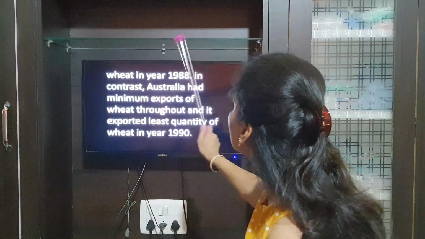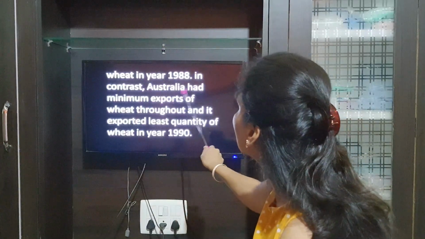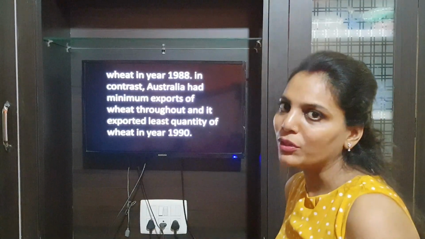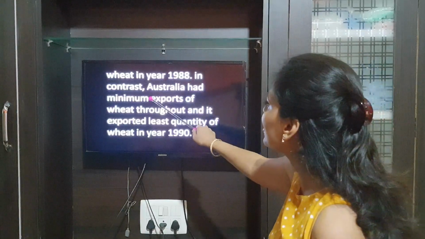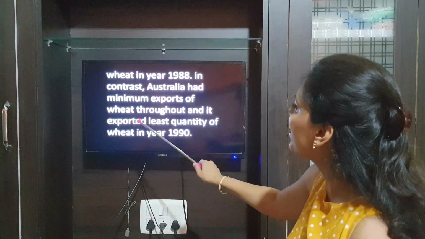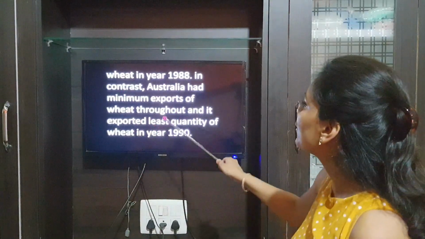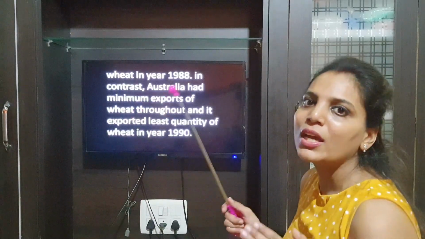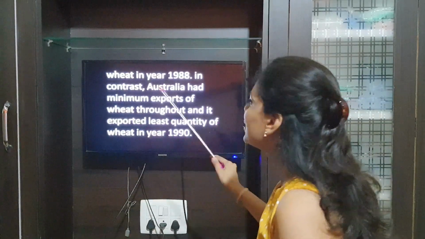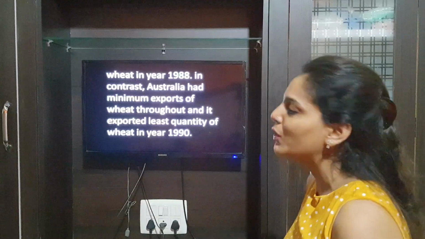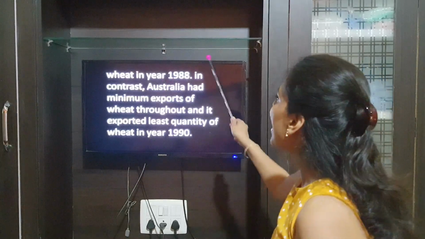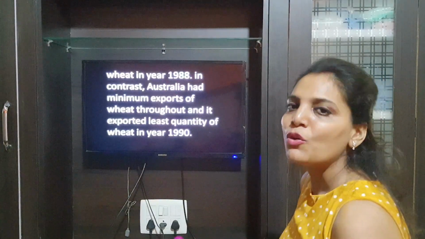In contrast, Australia had minimum exports of wheat throughout. I also told you that Australia exported minimum quantity of wheat. That is what I have written. In contrast, after that you are going to put a comma. Australia had minimum exports of wheat. It exported minimum quantity of wheat throughout, meaning in all the given years its wheat exports were minimum, and it exported least quantity of wheat in year 1990. And in which year it exported minimum wheat? In year 1990. I had told you all these four points while discussing the graph, and I have written all these four points in my overall analysis.